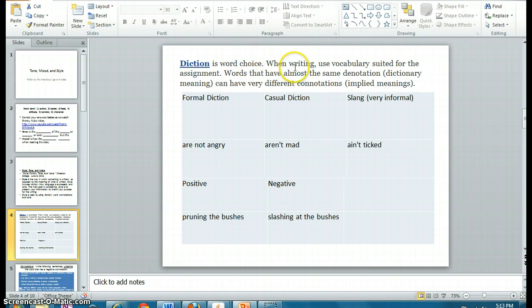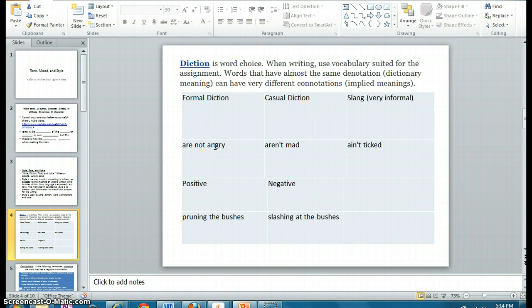Diction is word choice. When writing, use a vocabulary suited for the assignment. Words that have almost the same denotation, dictionary meaning, can have different connotations, implied meanings. Formal: you are not angry. Positive, and there's a negative. Positive would be pruning the bushes, and negative would be slashing the bushes. Let me go back up here. I apologize. Formal diction is are not angry, and casual diction is aren't mad, and slang is ain't ticked.